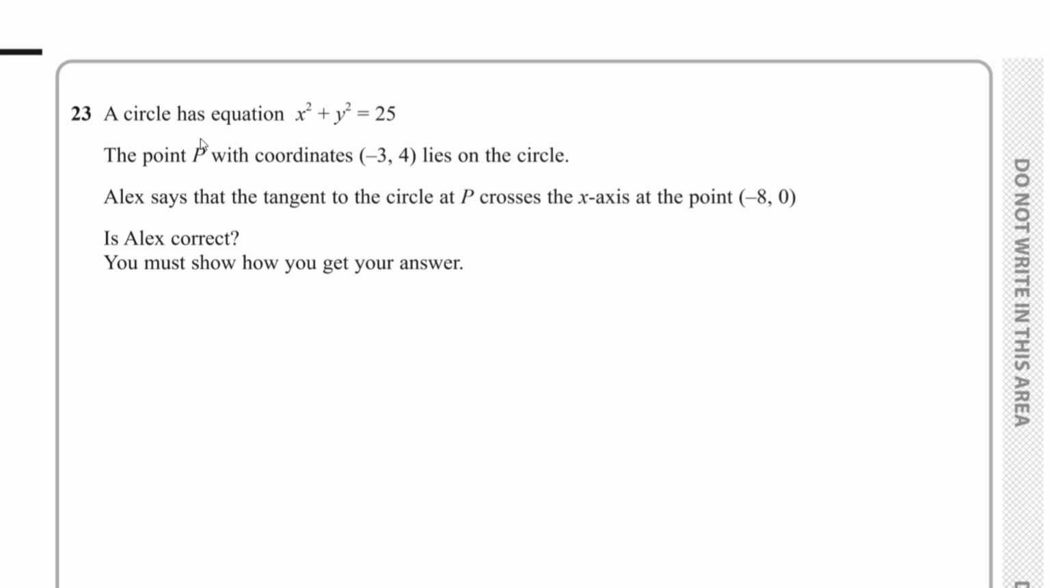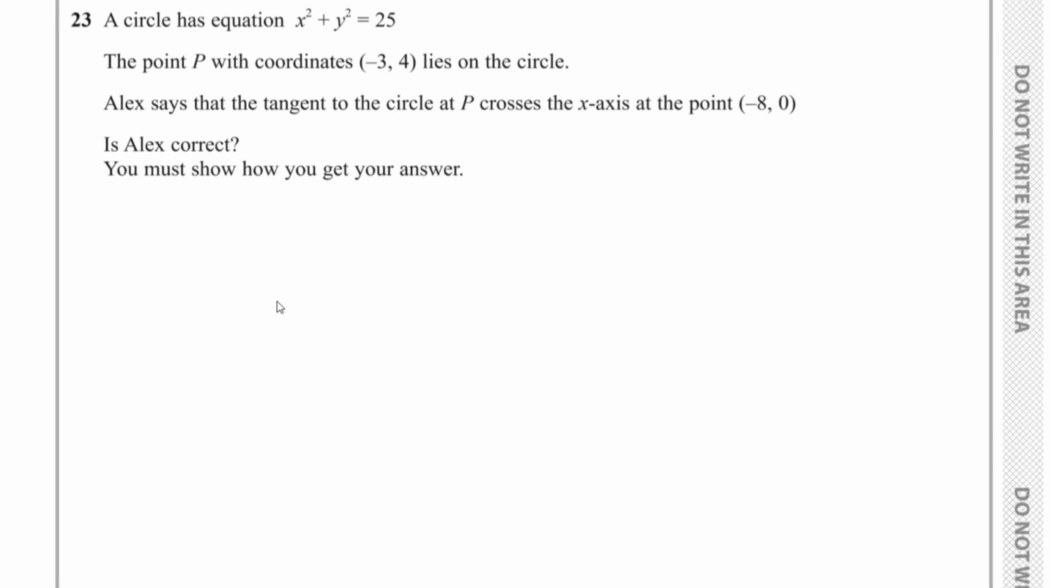Question 23. A circle has equation x squared plus y squared equals 25. The point P with coordinates negative 3, 4 lies on the circle. Alex says that the tangent to the circle at P crosses the x-axis at negative 8, 0. Is Alex correct? You must show how you get your answer.